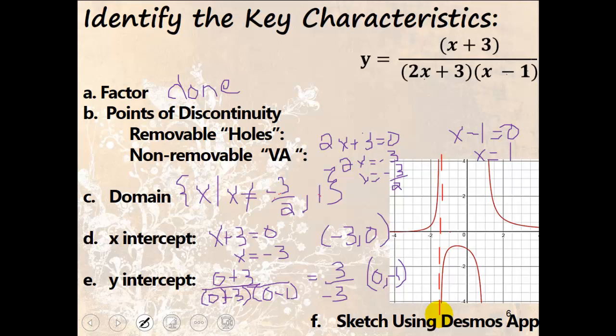And then x equals 1. Here's the line x equals 1. And then if I had a hole, I would find the height of the hole by plugging it into my remaining factors, and then putting a hole at that height in that location.